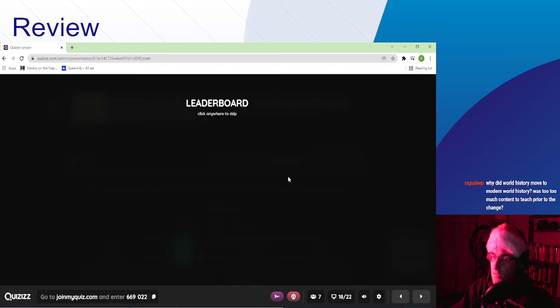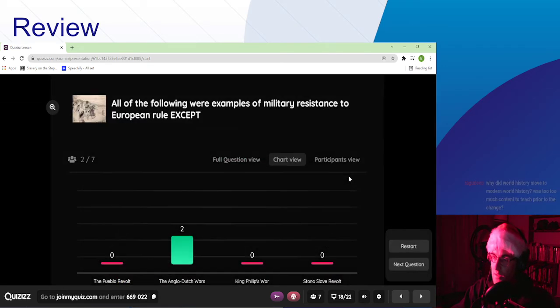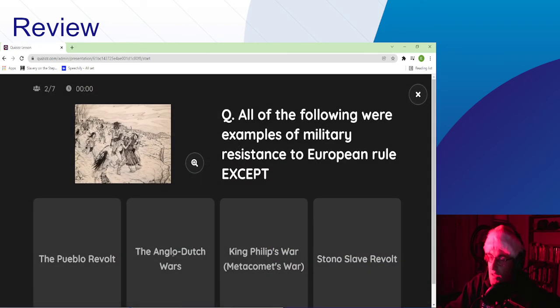Do we got it? Oh, tell me we got it. Yay! Yes, those who were playing, we got it. The Anglo-Dutch War. So all of these are examples of indigenous peoples, or in the case of the Stono slave revolt, slaves, rising up against European rule, except for the Anglo-Dutch Wars. That's the one that I think someone mentioned earlier about fighting over the spice trade, right? The English and the Dutch were fighting over those spice trade routes in Southeast Asia.